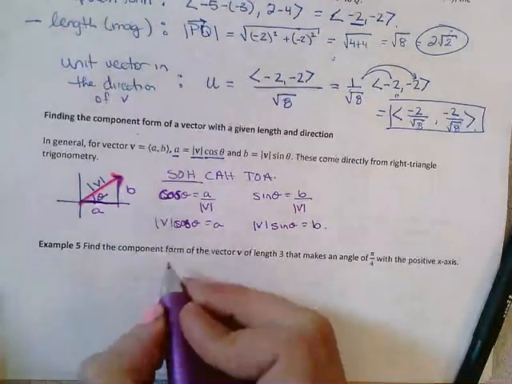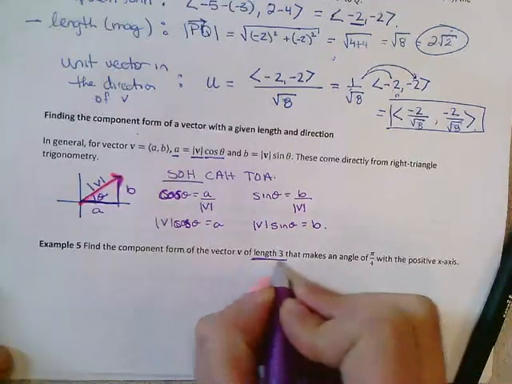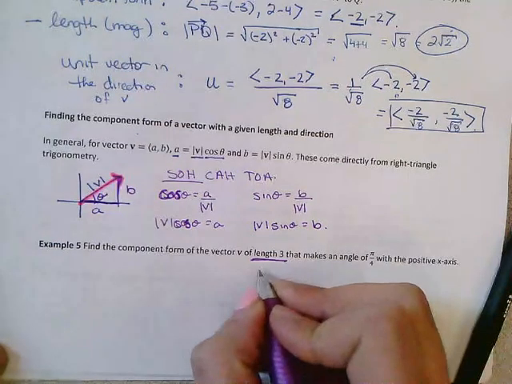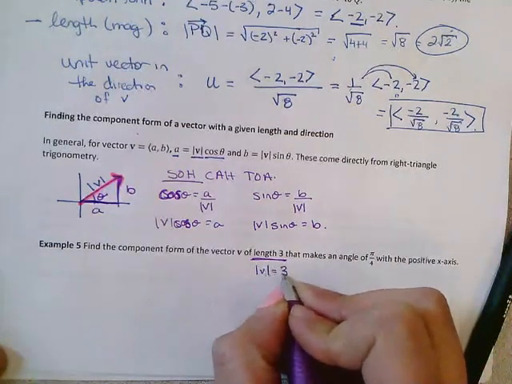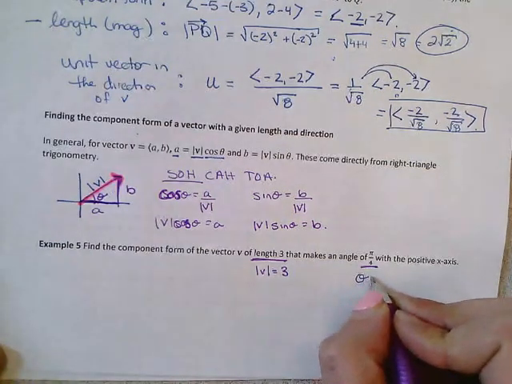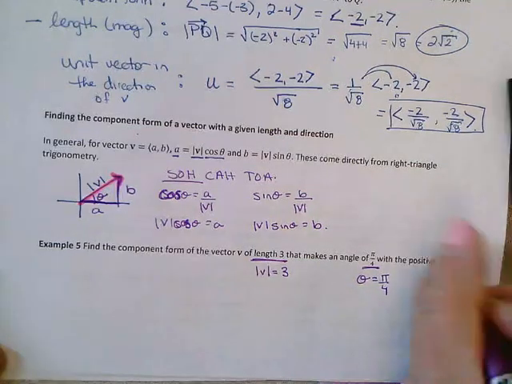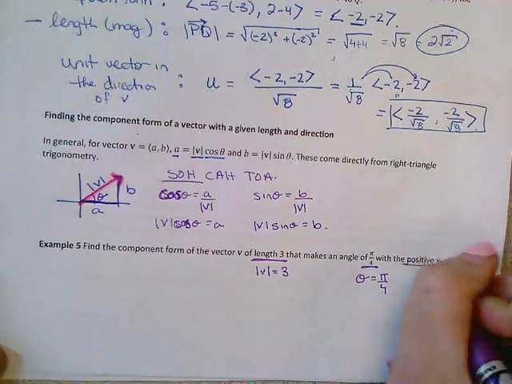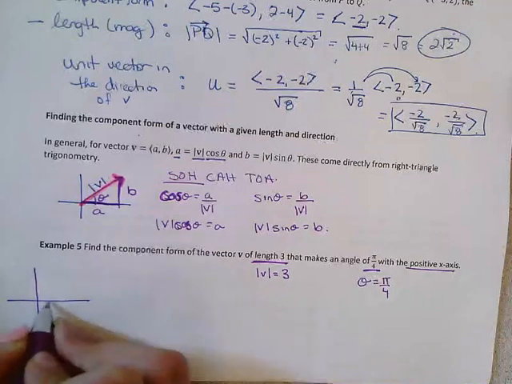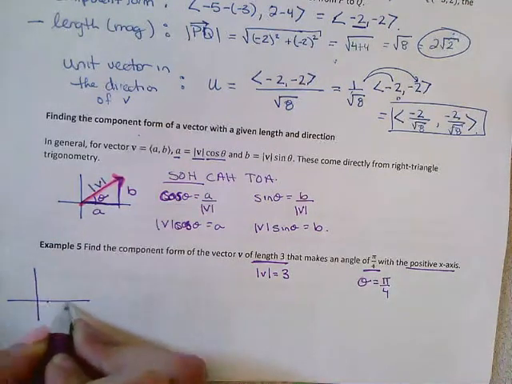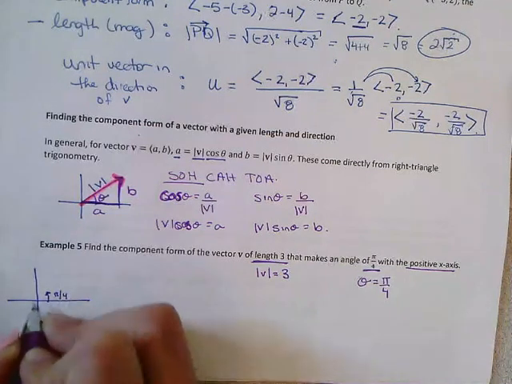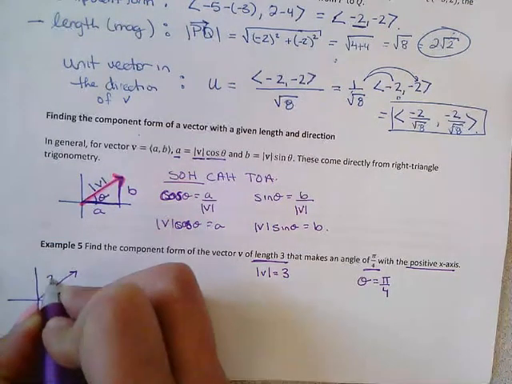So now let's find the component form of the vector v. The length is 3, which basically means that the magnitude of this vector is 3, and it makes an angle of pi over 4. So this is telling us that theta is pi over 4. And it makes a pi over 4 with the positive x-axis. So if I had to draw this so I can see what I'm doing, it makes a pi over 4 with the positive x-axis, so on this side. So it's a pi over 4 is about right there. And the magnitude is 3.